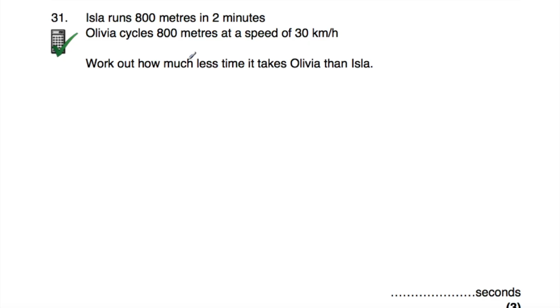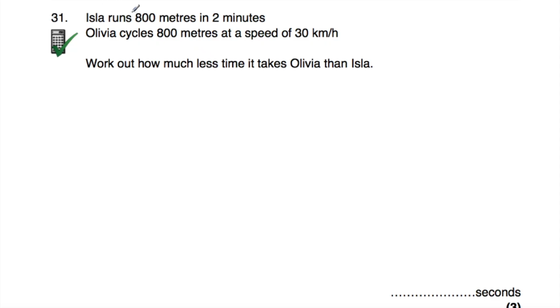And the question says, work out how much less time it takes Olivia than Isla to travel that 800 meters. Okay, so we want to work out how much less time it takes Olivia than Isla, and obviously Olivia cycles, so she's going to do it probably more quickly than Isla. So let's work out how long it takes each of them.